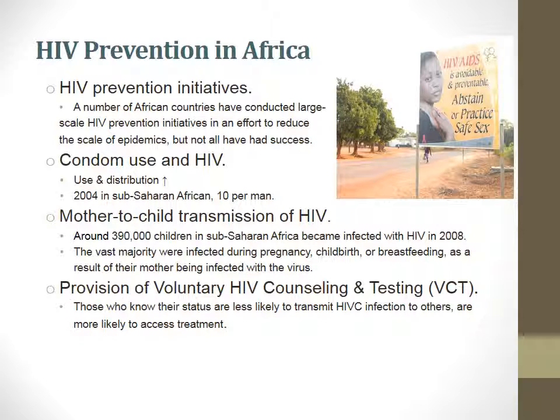Mother-to-child transmission of HIV is a serious problem. Almost 400,000 children became affected with HIV in 2008, the majority either during pregnancy, childbirth, or breastfeeding as a result of their mother being infected.